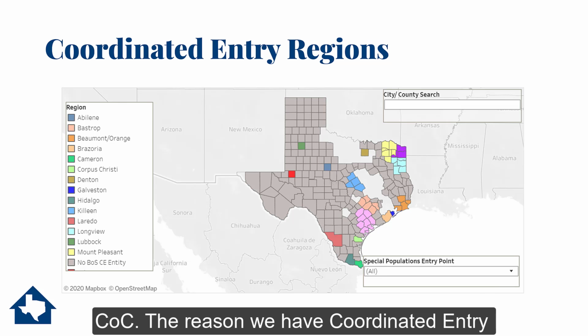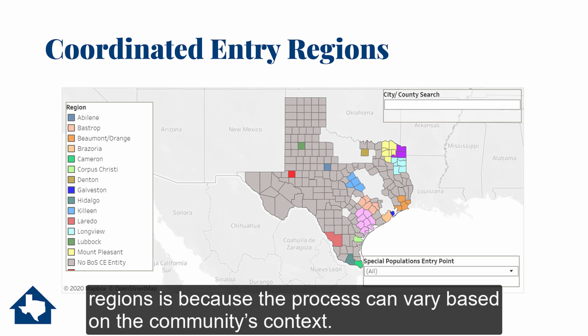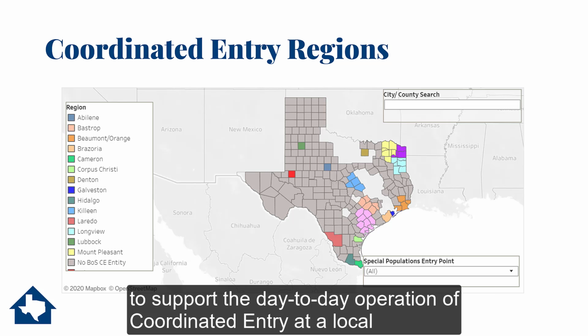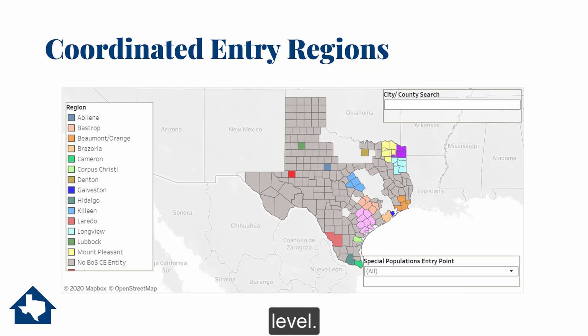The reason we have coordinated entry regions is because the process can vary based on the community's context. Our geographic coverage is so large that we rely on these regions to support the day-to-day operation of coordinated entry at a local level.